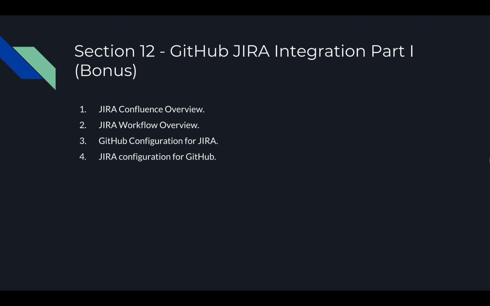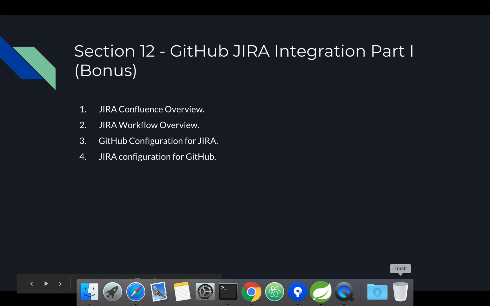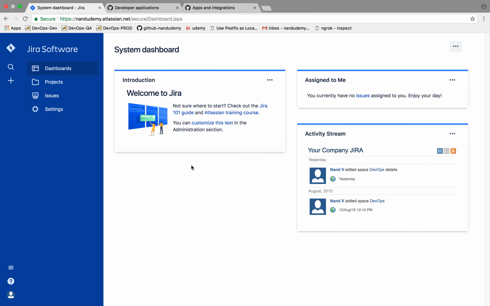Okay, so welcome back. In this section, we're going to look at integrating GitHub and Jira and briefly talk about some of the facilities available within Jira and Confluence, and how they work together. There are four parts to this Jira Confluence overview. We're going to look at the workflow overview, the GitHub configuration for Jira, and then the Jira configuration for GitHub.